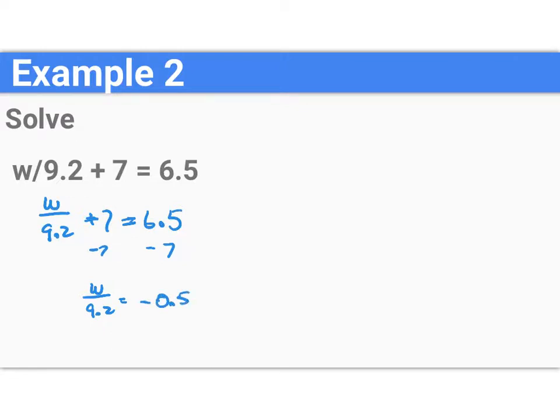And now, because the 9.2 is in the bottom, we multiply both sides by 9.2. And W will equal 9.2 times 0.5 equals negative 4.6.